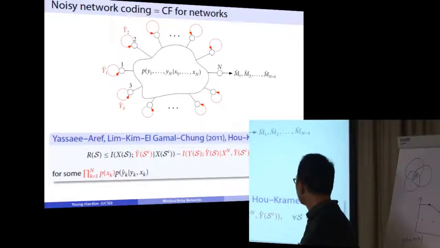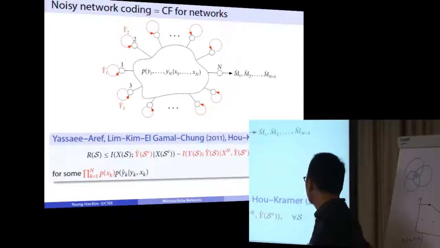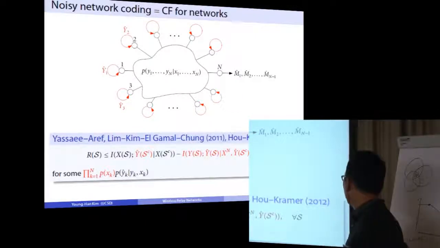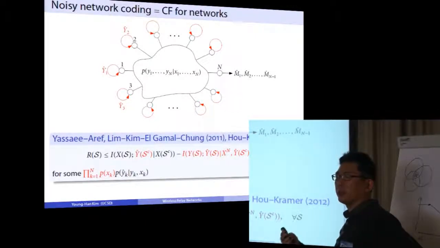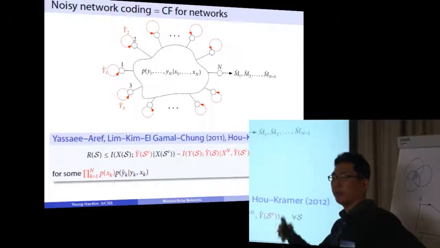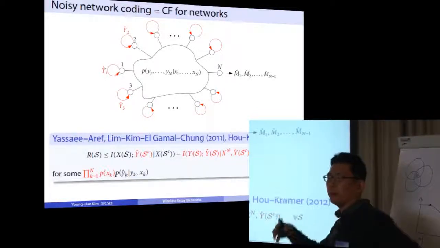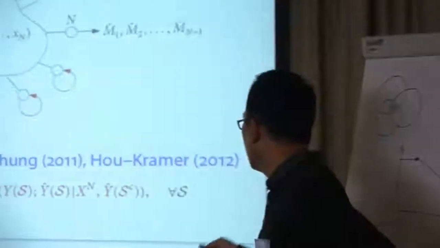So here again, the sum rate across some cut S is upper bounded by the mutual information between X_S and Ŷ_{S complement}, conditioned on X_{S complement}, minus there is some penalty term which captures the cost of quantization, how to transfer the quantization index from the relays to the final destination.